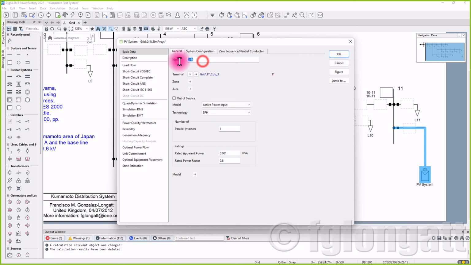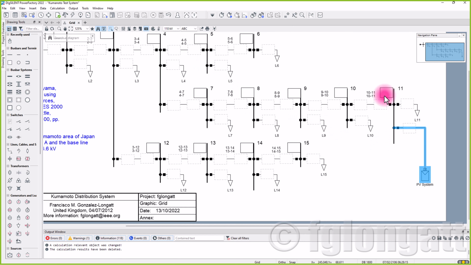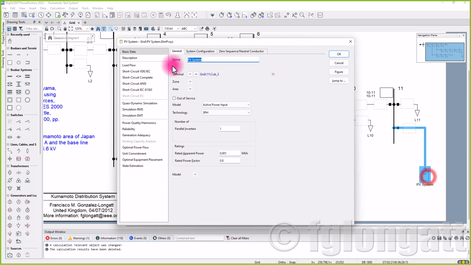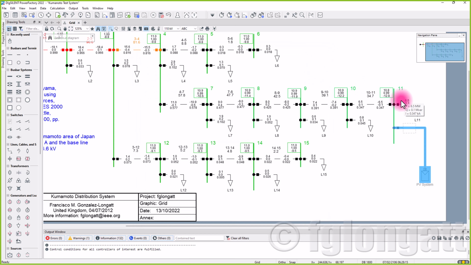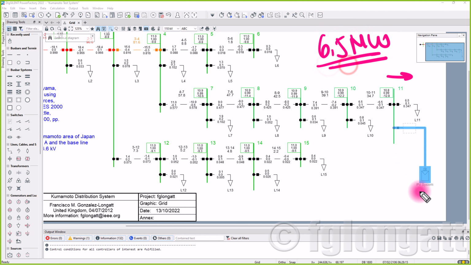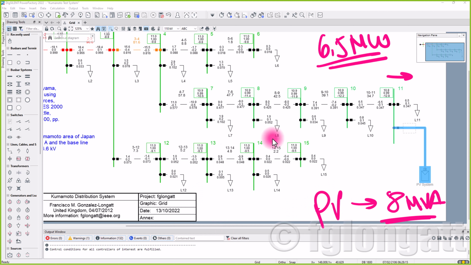And in this PV system, what I will do is, let me check again. I just check something here. I will run the load flow to see the value of this load. I believe you can see that this load is 6.5 megawatts. What is the idea? That I will install here an 8 MVA PV system.